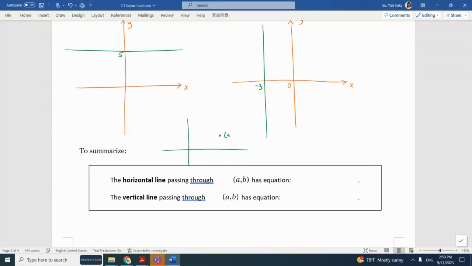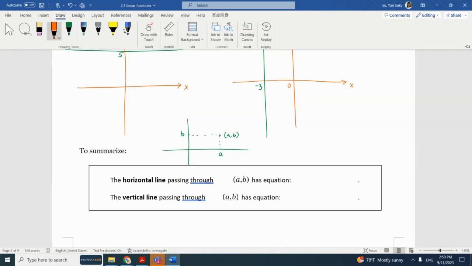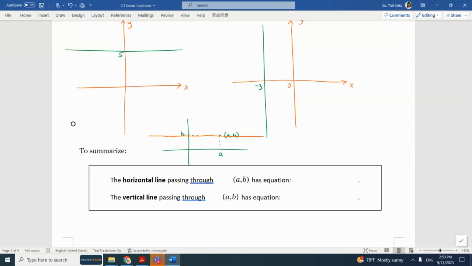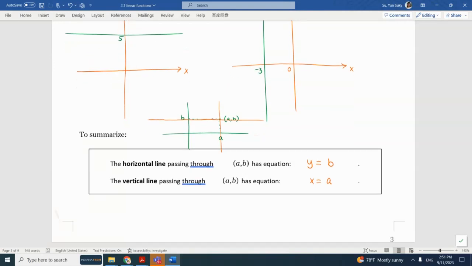Let's say we have this point (a, b). This is a and this is b. The horizontal line passes through it. What's the equation of this horizontal line? Is it x equals or y equals? Y equals, and this is b. So the horizontal line is y equals b. How about the vertical line passing through this point? x equals a. Right, everybody? Okay, good.